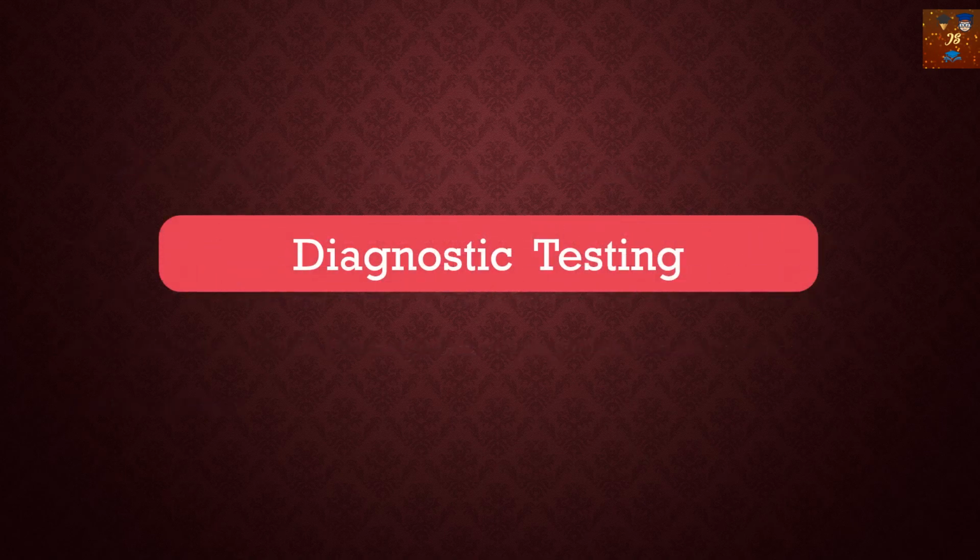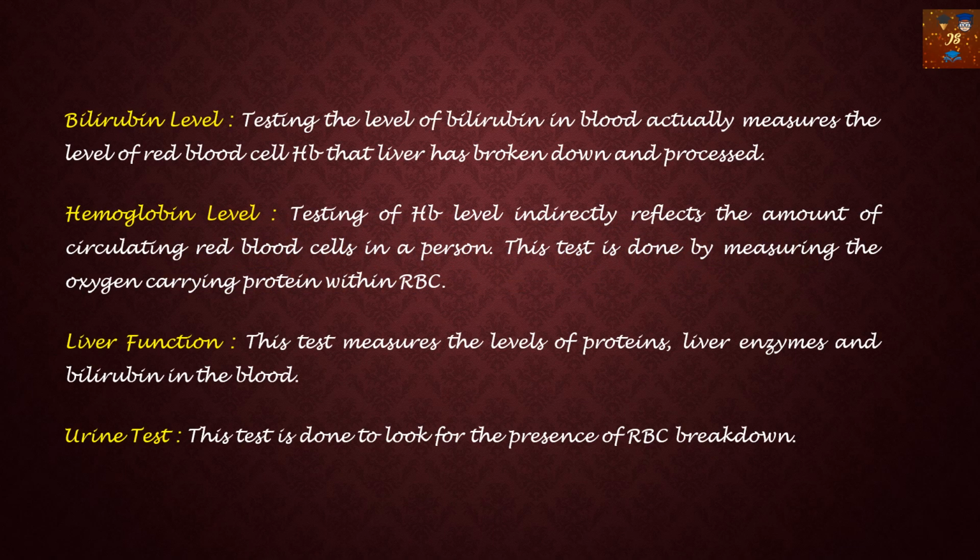Now, what are the basic diagnostic tests? Number one is bilirubin level. Testing the level of bilirubin in blood actually measures the level of red blood cell hemoglobin that the liver has broken down and processed. Means how the liver functions. Here comes the liver function also. Bilirubin level is the result, liver function is the cause. This test measures the level of protein, liver enzymes and the bilirubin in the blood.